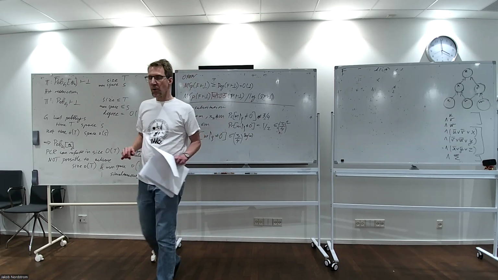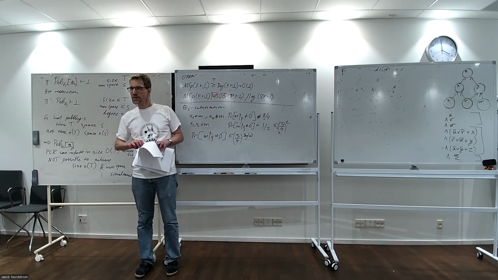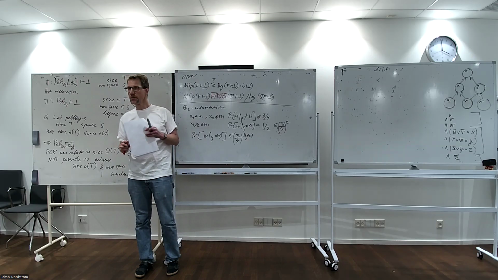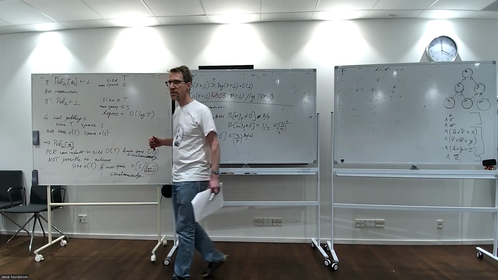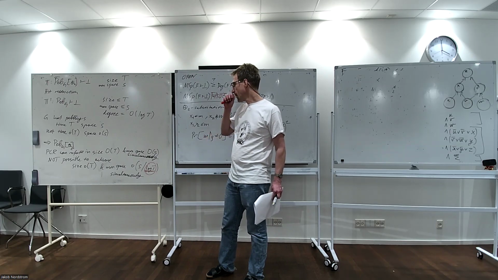Right. So, any final questions? Yeah, could you explain this inequality that the total space is at most a degree times the monomial space?